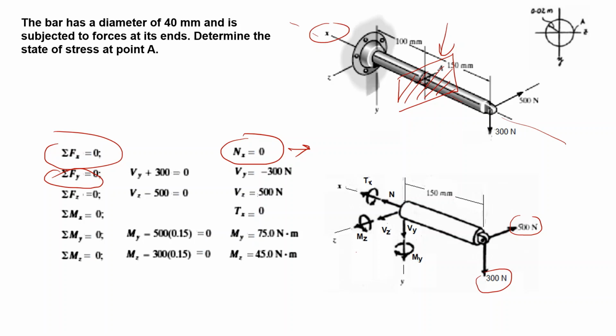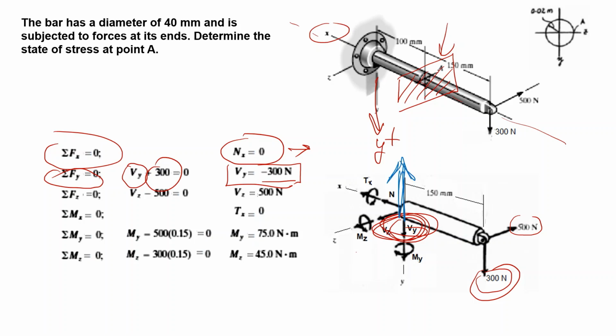Sigma Fy equals 0. So my y-axis has 300 plus. You see, this is the positive direction of y. And we have also plus Vy. So you see this result is now negative, which means the direction I have chosen in my drawing is not correct. The actual force Vy is in the opposite direction. So that was step number 2.